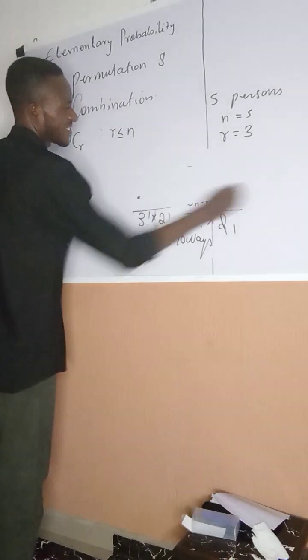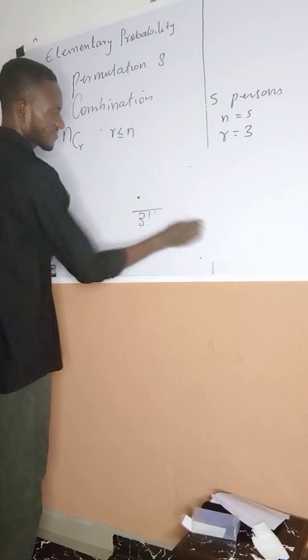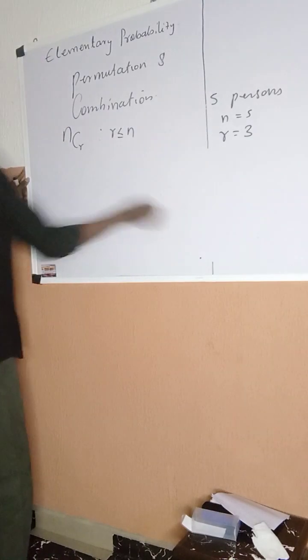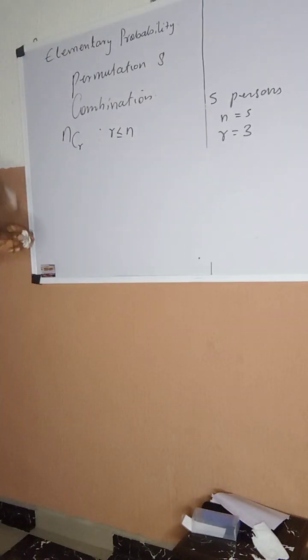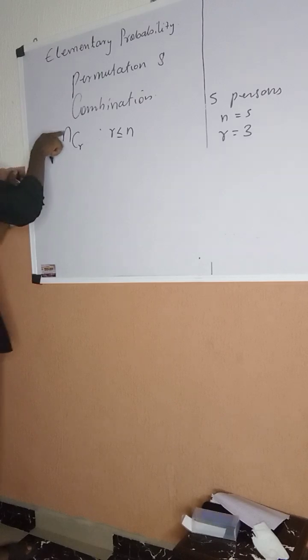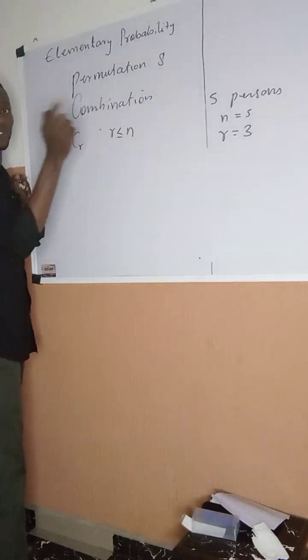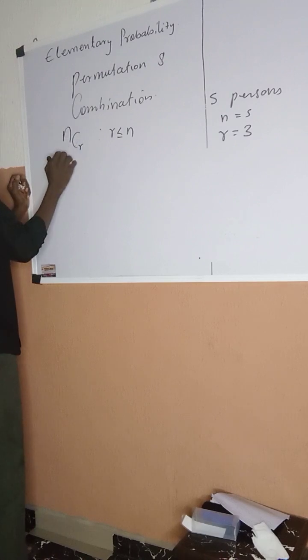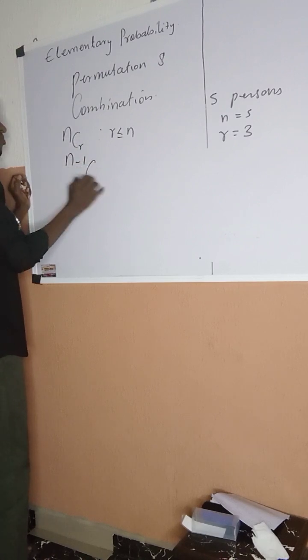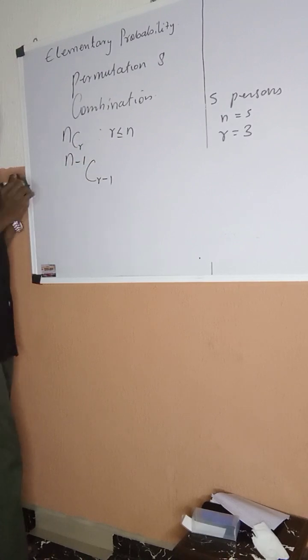At times you see them write it this way. One person must be there. So you come to the class, remove that person. The number you are going to select, you remove that person. And they will always write n minus 1, combination r minus 1.